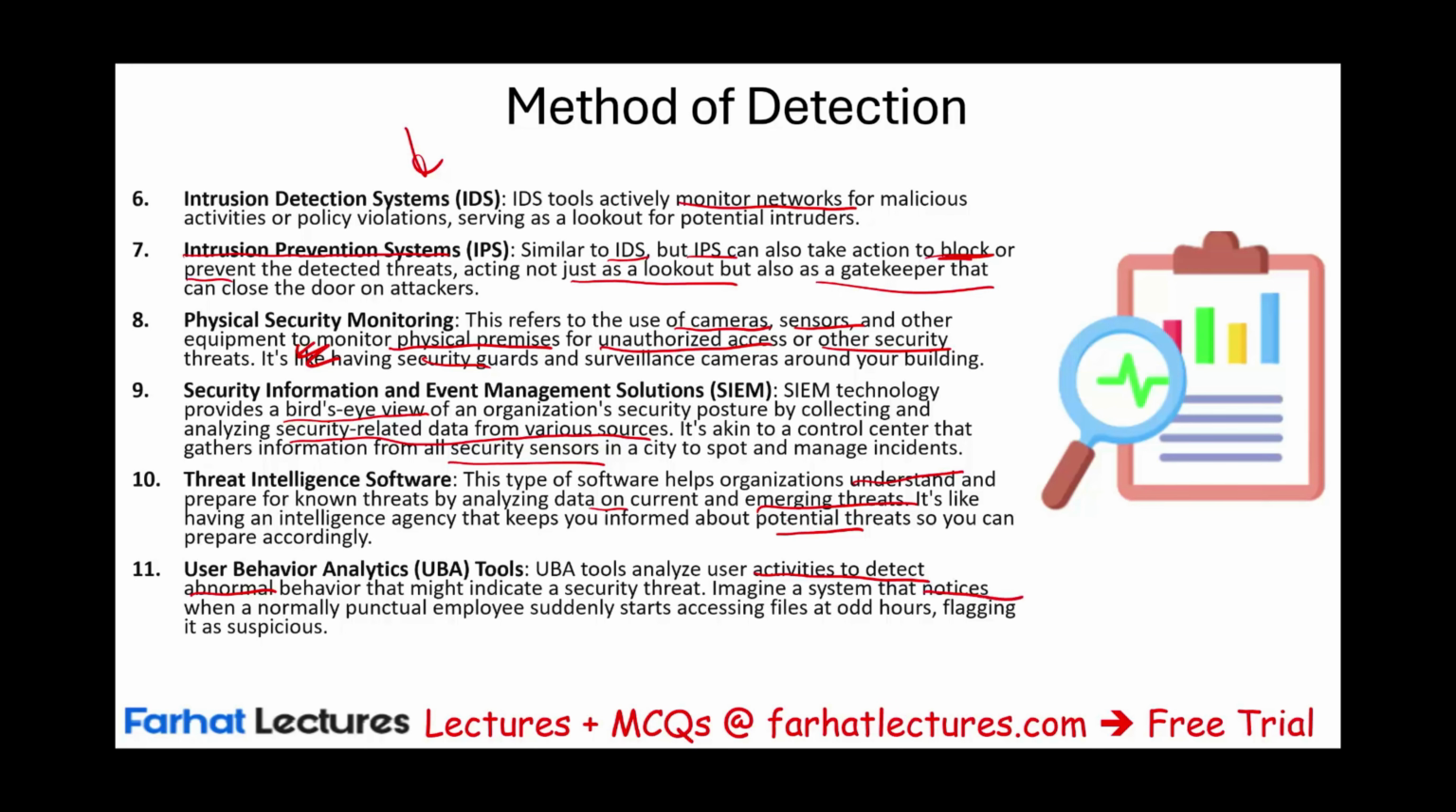Imagine a system that notices when a normally punctual employee suddenly starts accessing files at odd hours. We're going to flag this as suspicious. So those are some methods, some early detection systems that could tell us what's happening. And why are these important? Because once we detect them, we should have a response plan, IRP. And this is where this all fits together.